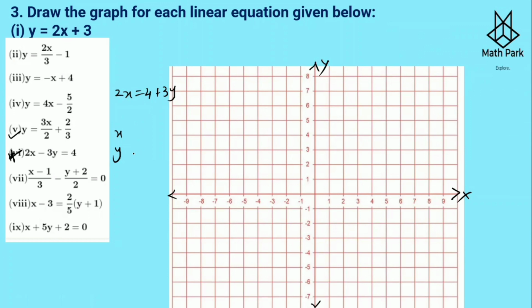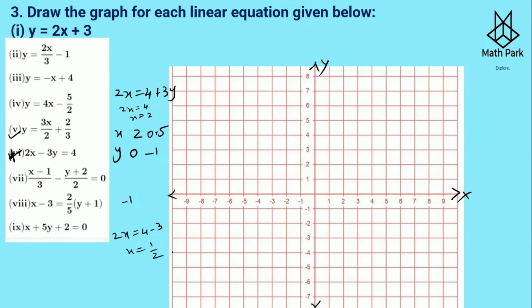y. So if I put y is equal to 0, then you get 2x is equal to 4. So x is equal to 4 by 2, which is 2. If I put y is equal to 0, you are getting x is equal to 2. If I put y is equal to minus 1, then you get 2x is equal to 4 minus 3, which is 1, so x is equal to 1 upon 2. So you get x is equal to 0.5.